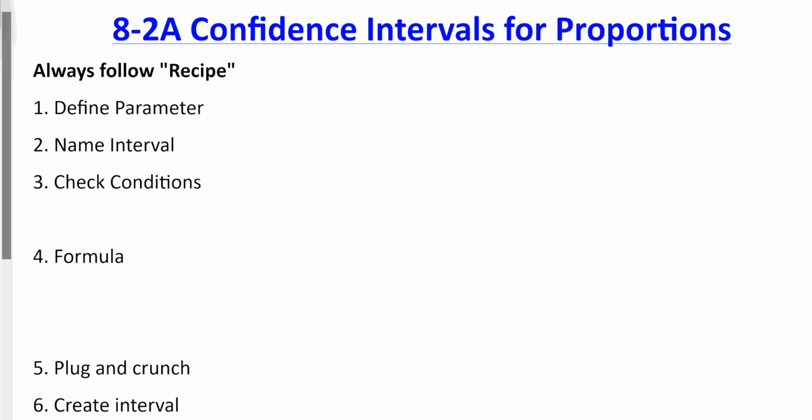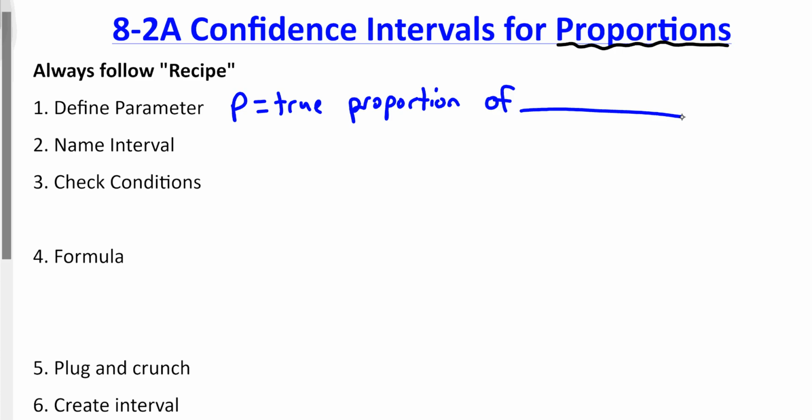step one is to define the parameter. We actually need to define what it is that we're trying to estimate. And in this case, for today, since we're dealing with proportions, we are going to define the parameter as P equals the true proportion of fill in the blank with context.